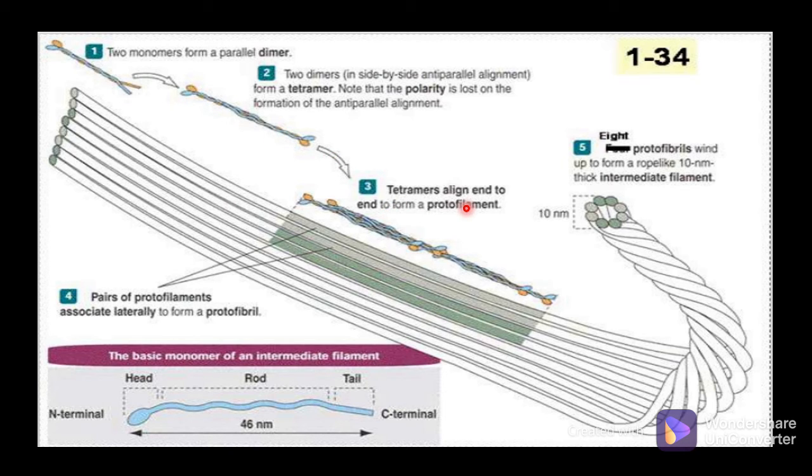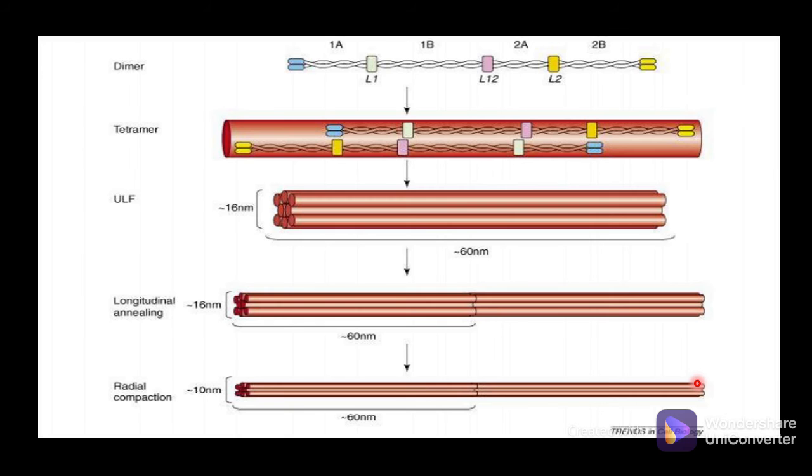Now, the tetramers align end to end to form the protofilament that you can see here, and the pairs of protofilaments associate laterally to form a protofibril, and 8 protofibrils wind up to form a rope-like 10 nanometer thick intermediate filament that you can see, and this is the way the intermediate filament is made. The same things are repeated over here in a different view so that you get the idea how they are formed differently.